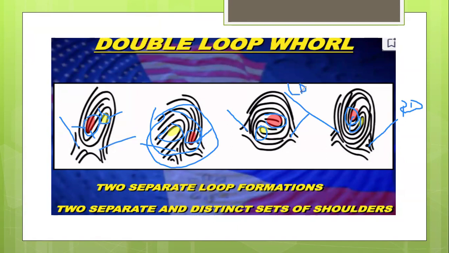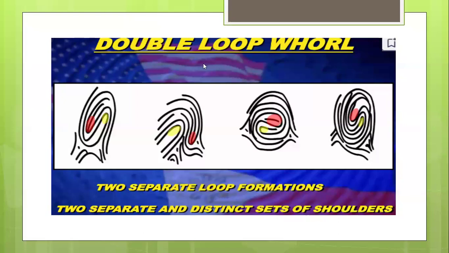LD. Does it qualify as a loop? Double loop whorl pattern? Yes, because it has two separate or distinct loops and a distinct set of shoulders. That is a double loop whorl pattern.